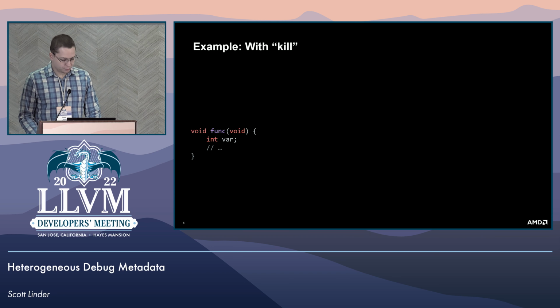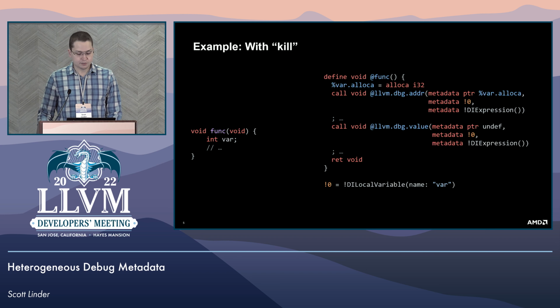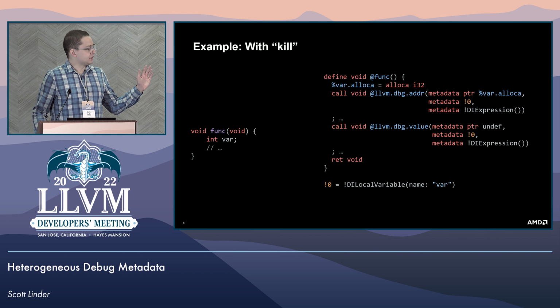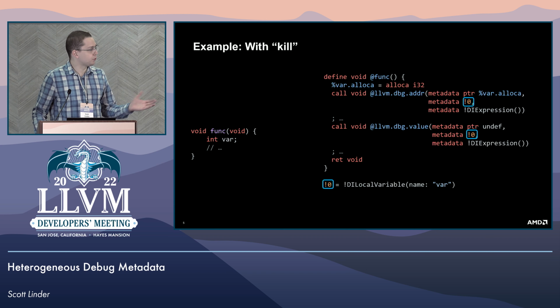Well, let's start with the same source program. But this time, let's say the compiler knows the variable's unavailable after some point in the function. So this is implemented by making these intrinsics overwrite or kill each other when you refer to the same source variable multiple times. So in this case, both intrinsics are referring to the same source variable var.